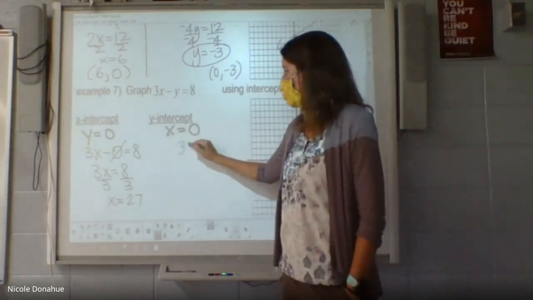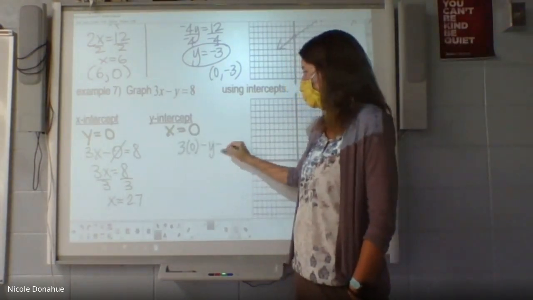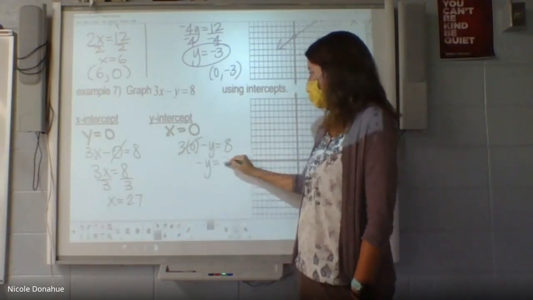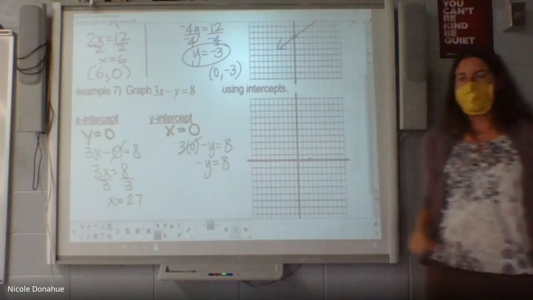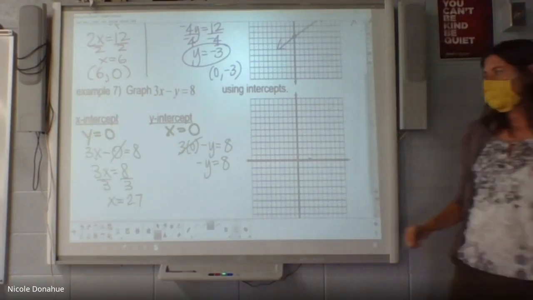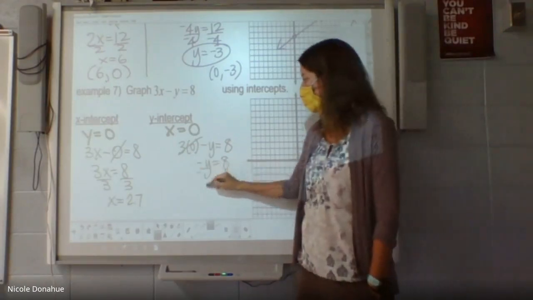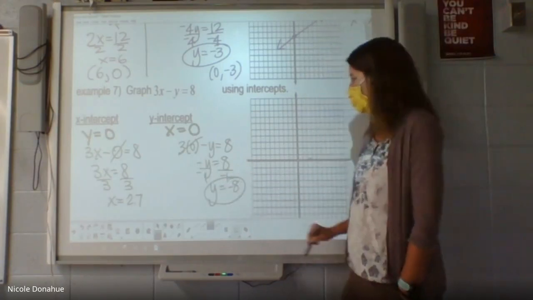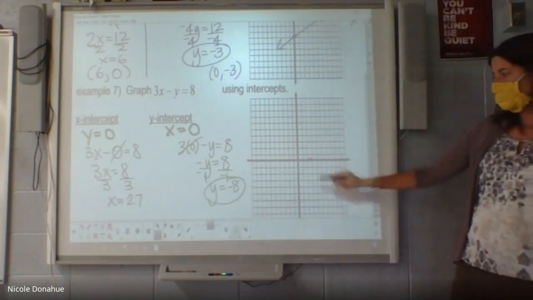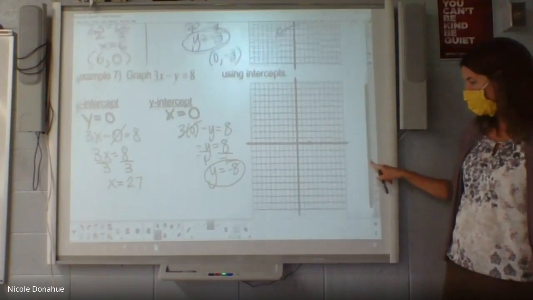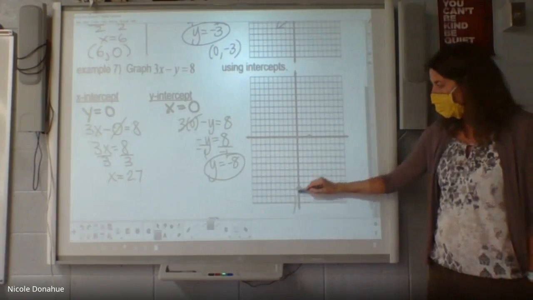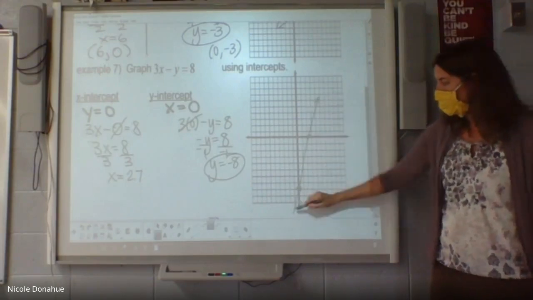And then I'm going to put the 0 in for x. This one works a little more nicely. That becomes 0. But I can't leave this as a negative y. What happens? Divide by negative 1. So y ends up being negative 8, and that's my y-intercept. So I'm going to go all the way down to negative 8, way down here. And then I can just draw a line through those two.